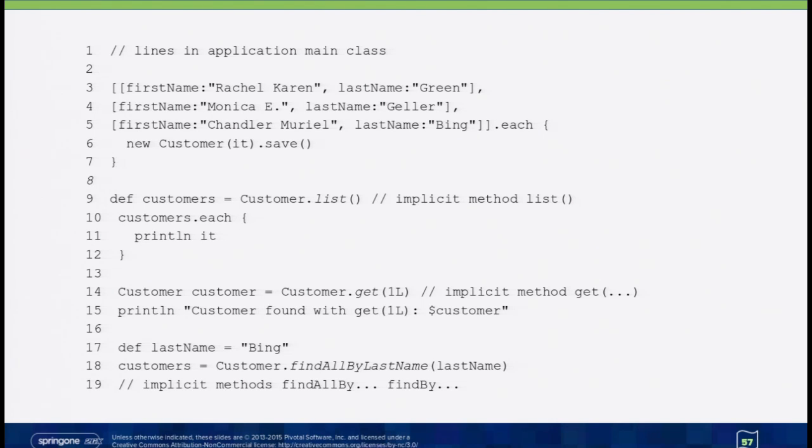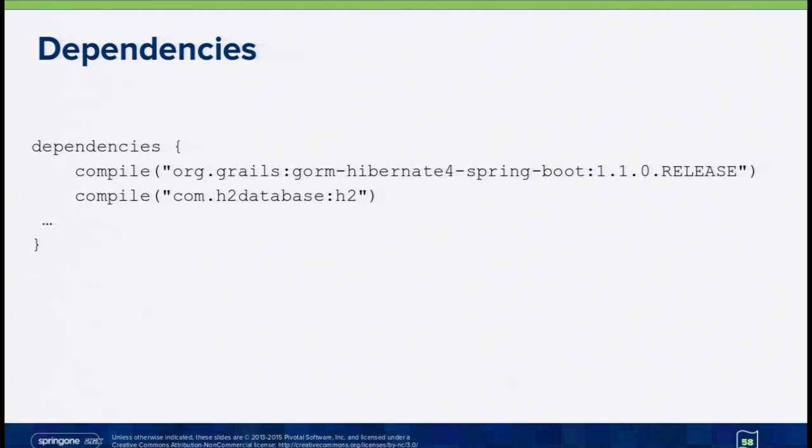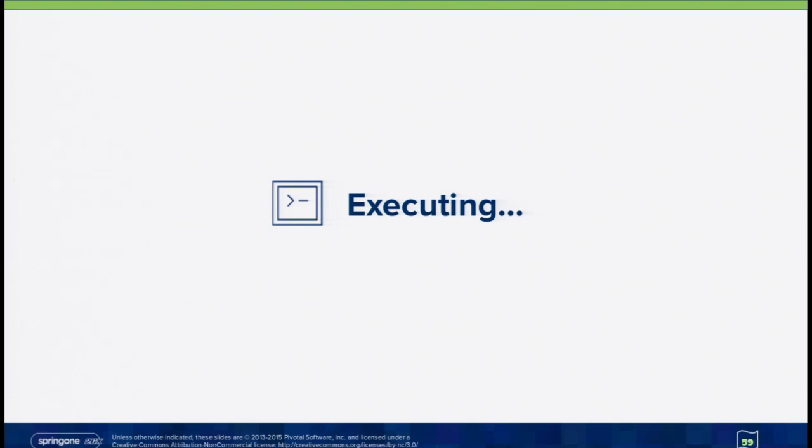Now, see how to use a domain class with GORM. For example, we can instantiate a new object of the class with a map in the constructor, and we have not defined this constructor. On the other hand, we have dynamic finders without implementing them, for example, findAllBy some attributes, get, many more criteria, and so on. And these are the dependencies that you have to include in your build.gradle file to use GORM with Hibernate. And I'm going to show you the example.